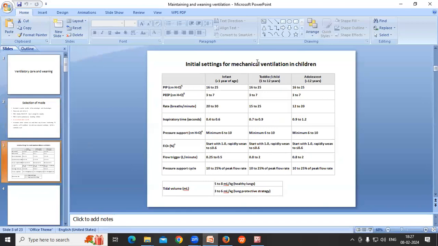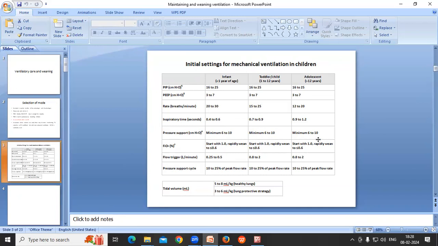So I already told what the initial settings for mechanical ventilation in children are. In infants, toddlers and adolescents, it's going to change. Your I-time is going to change, rate is going to change, rate should be physiological, PEEP is around 4 to 7, pressure support should be less than the PC, PIP depends on the chest rise, and the tidal volume will be around 6 to 8 ml per kg. The I:E will be 1:2, and the trigger, as I told, will be 4 to 6. You need to remember this by heart. There's nothing much I can tell here. So these are the general principles and initial settings of mechanical ventilation for a normal lung.